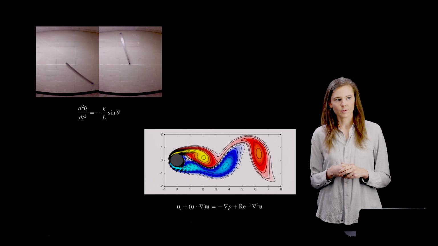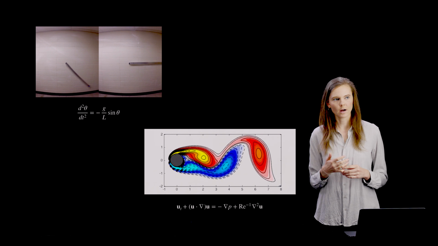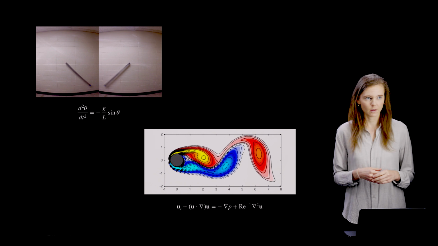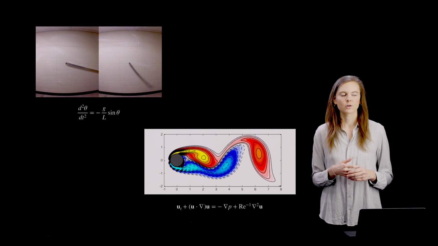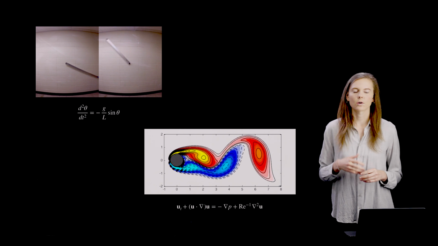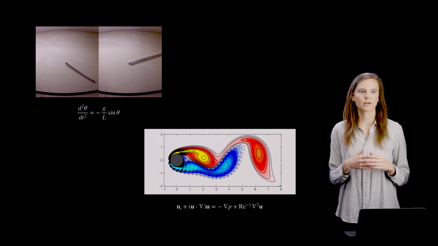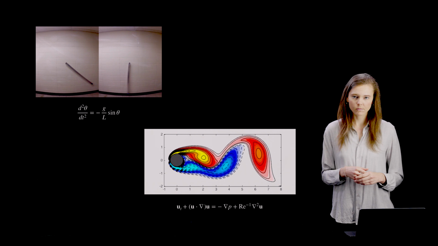A more interesting example is the Navier-Stokes equations. The Navier-Stokes equations were also derived using first principles, conservation of mass, energy, and momentum, and they're written down here. The Navier-Stokes equations are widely used for modeling fluid flows, and they're used in applications such as climate modeling and engineering design of cars and airplanes.